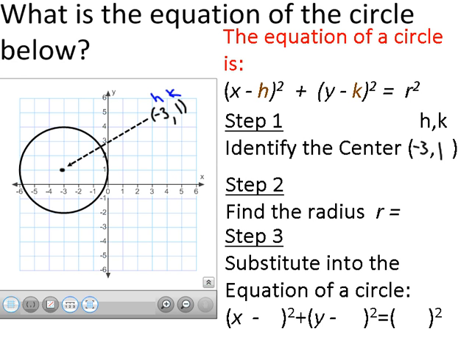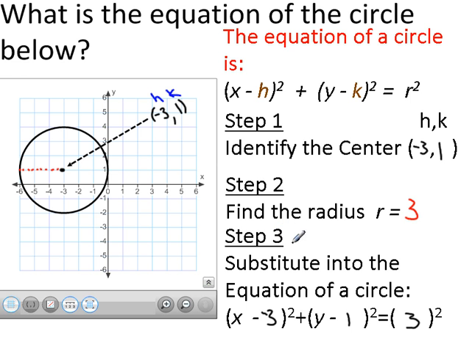The next step is to find the radius. So the radius is the distance from the center of the circle to a point on the circle. So I'm going to count from the center to a point on the circle. So that's 1, that's 2, that's 3. I counted 3. So the radius is 3. Next, I'm going to substitute into the equation of the circle. So it's going to be (x minus -3) squared plus (y minus 1) squared equals 3 squared.